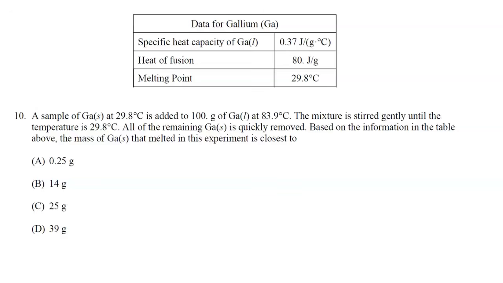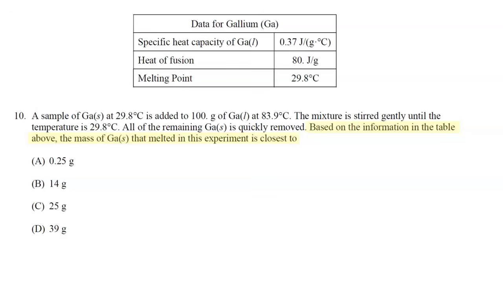So in question 10, it says, a sample of solid gallium at 29.8 degrees Celsius is added to 100 grams of liquid gallium at 83.9 degrees Celsius. The mixture is stirred gently until the temperature is 29.8 degrees Celsius. All of the remaining solid gallium is quickly removed. Based on the information in the table above, the mass of solid gallium that melted in this experiment is closest to, and then we have 4 numerical choices.